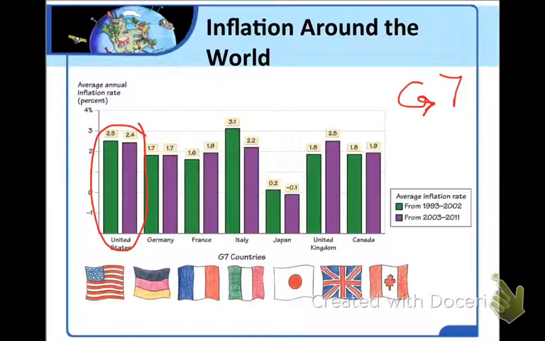The G7 consists of some of the world's largest and most advanced economies, like Germany, France, Italy, Japan, the United Kingdom, and Canada. The average inflation rate was fairly low and stable for all of these countries, as you can see reflected here. No one had an inflation rate higher than 3.1%, which is considered price stability. So if we compared inflation during either period with inflation in the 1970s, we would see a great improvement from troubling double-digit rates to low single-digit rates.